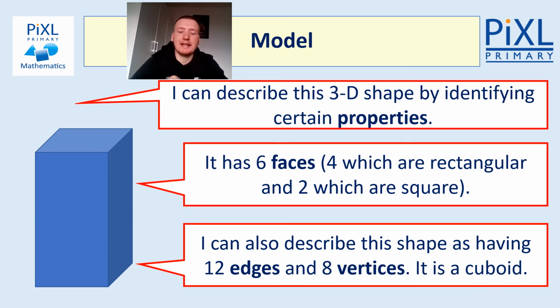The next thing that I asked you to look at was edges. So if we count all the edges very carefully, if you've got an object at home that will help you to do it that's a cuboid, you will have counted 12 edges.